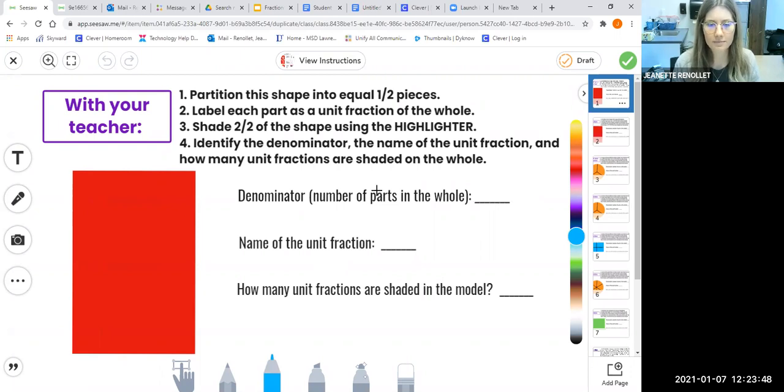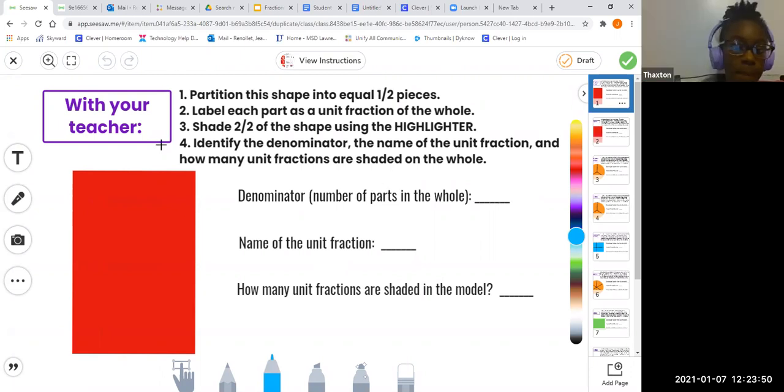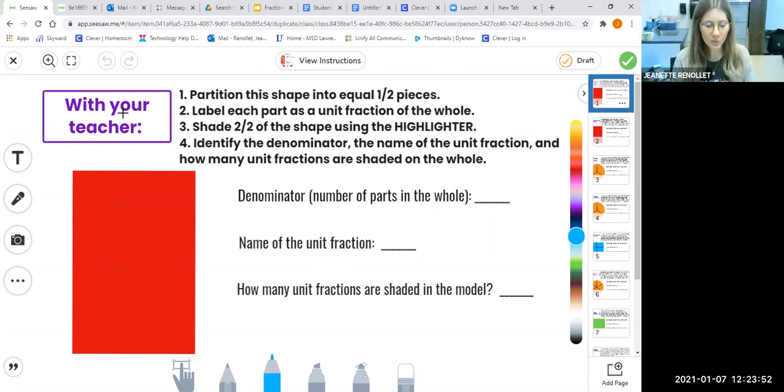Awesome sauce. All right. Slide number 1 says, with your teacher, we are going to do some together and you're going to do some on your own today. On slide 1, I see some directions and a shape for us to partition to represent some fractions.